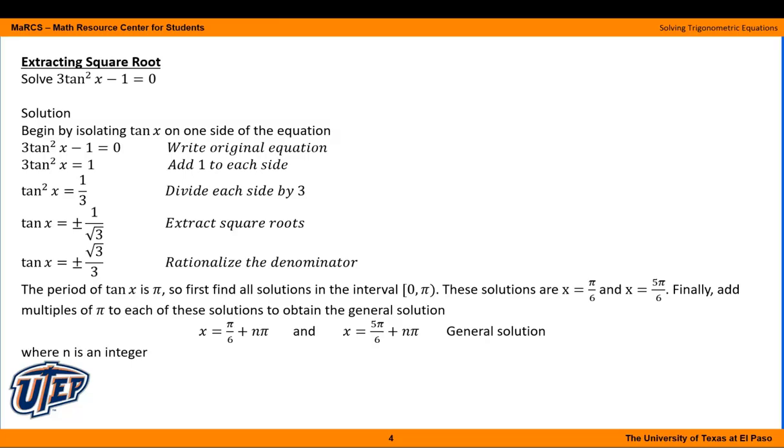Using the unit circle, we identify the corresponding angles and then use the fact that tangent has period pi to write the general solution. Now be careful here. Unlike sine and cosine, which repeat every 2 pi, tangent repeats every pi. Using the wrong period is one of the most common errors students make when writing general solutions.